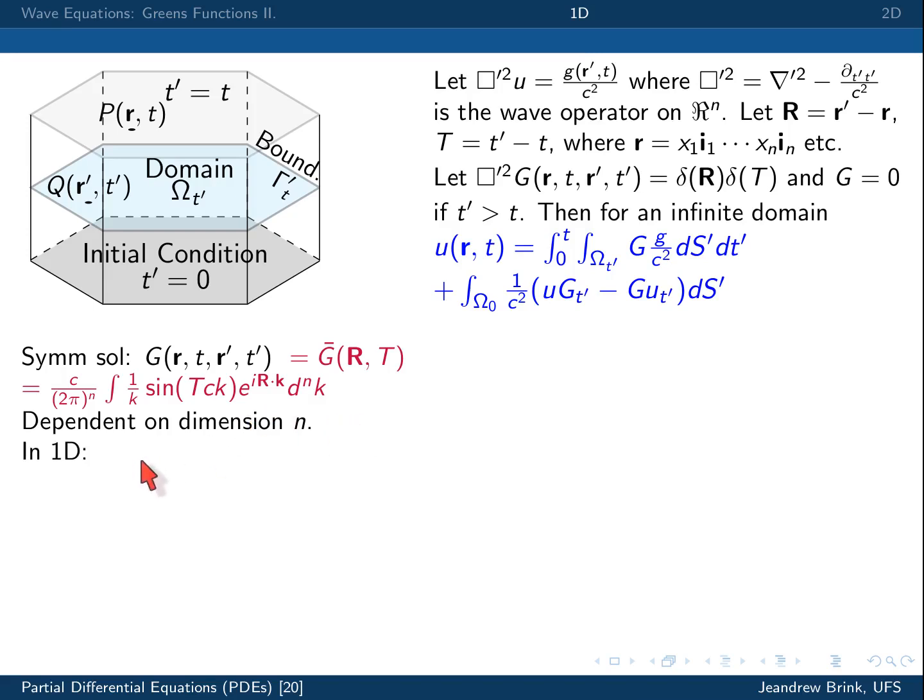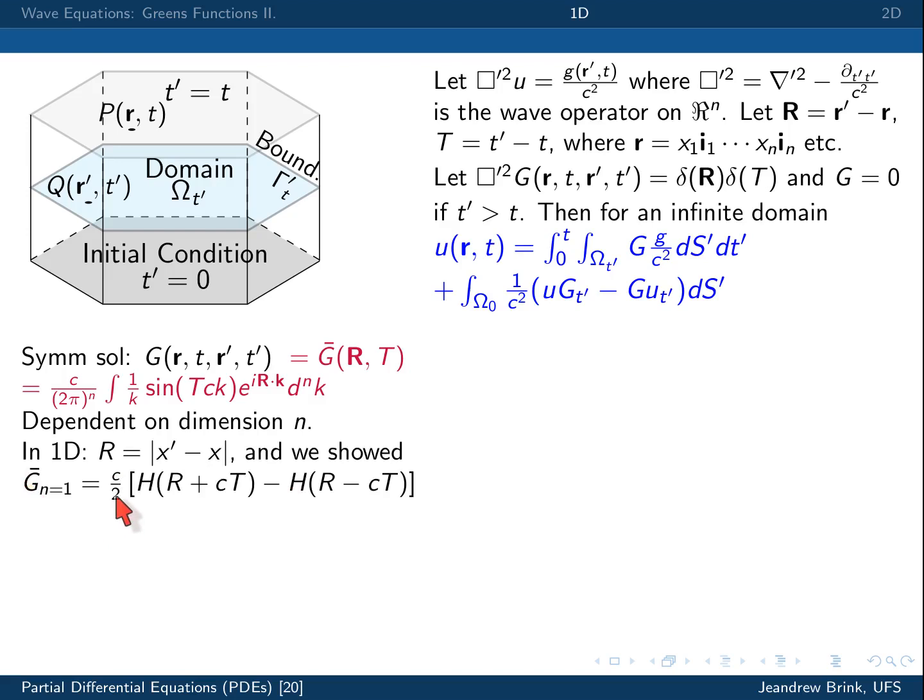And in 1D, we found, up to a minus sign, that if our R is just a one-dimensional difference between your source and field points in the spatial context, our Green's function is equal to c over 2 times h of R plus ct minus h of R minus ct. And since minus ct is positive and R is always positive, this first term is always equal to 1, whereas this term depends on how large R is. It's equal to 1 if R is greater than minus ct and 0 otherwise.